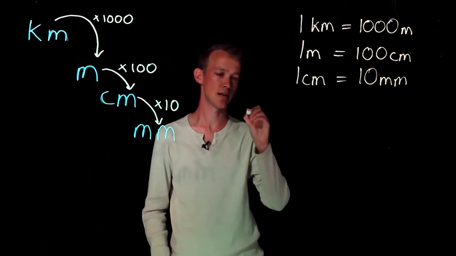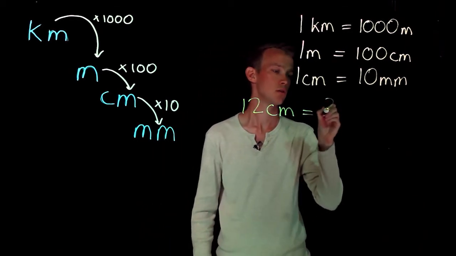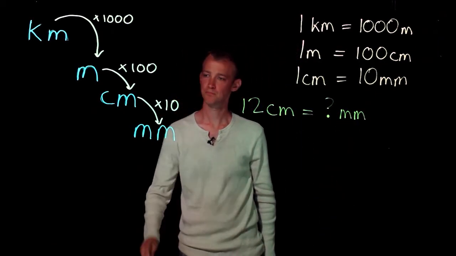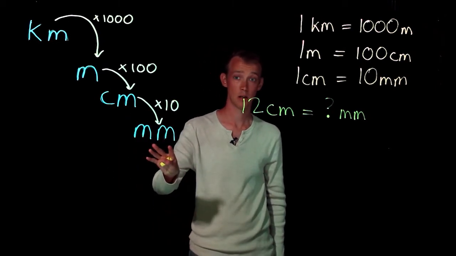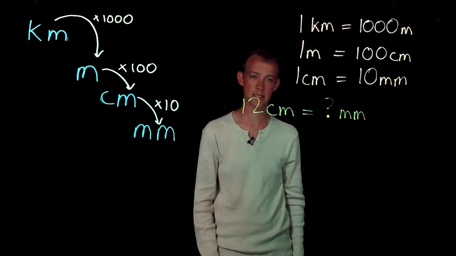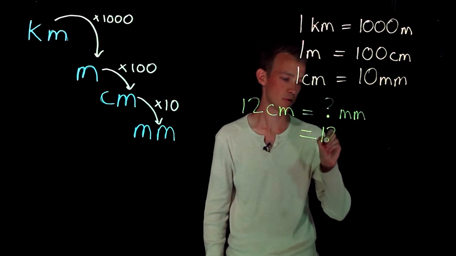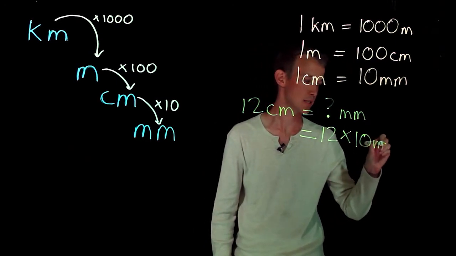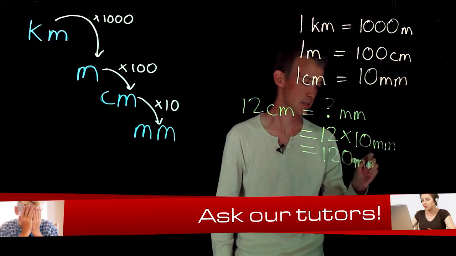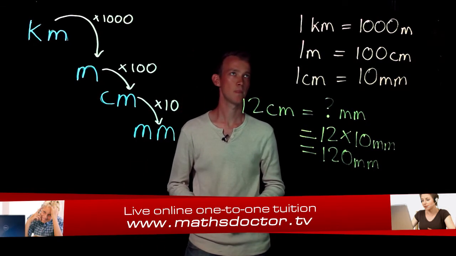Let's say I'm looking at 12 centimeters is equal to an amount of millimeters. Okay, well, centimeters into millimeters, I know I'm going to need to multiply the number of centimeters by 10 to find the number of millimeters. So 12 centimeters is equal to 12 lots of 10 millimeters, which is equal to 120 millimeters. That's my conversion done. Let's have a look at another one.